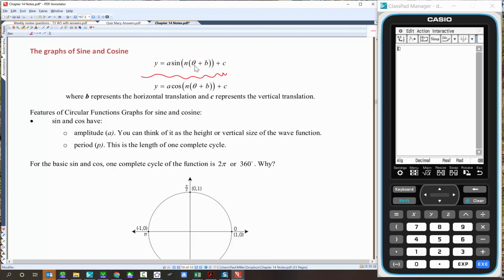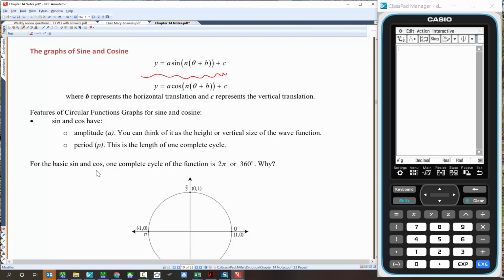This is theta plus b. This b here is a translation, and it will translate b units to the left as it stands. And this is a vertical translation, so this will be c units either up or down, in this case up.